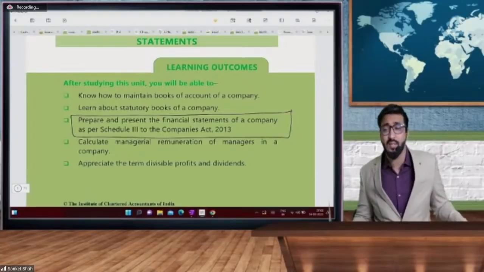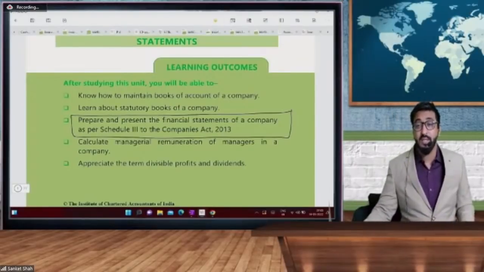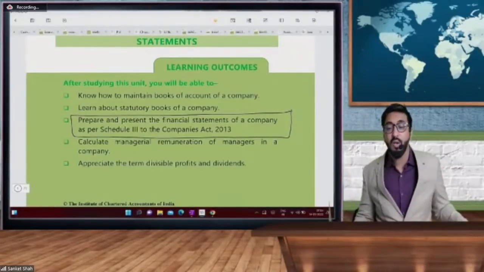So these are very simple problems which will give you 100% 16 marks, 16 out of 16. So please focus on those questions. Preparation and presentation of the financial statements. As you are aware about the balance sheet pro forma, now it's time to just put down all items of balance sheet in this pro forma and we'll get the marks. So it's very simple, my friends, and calculate.